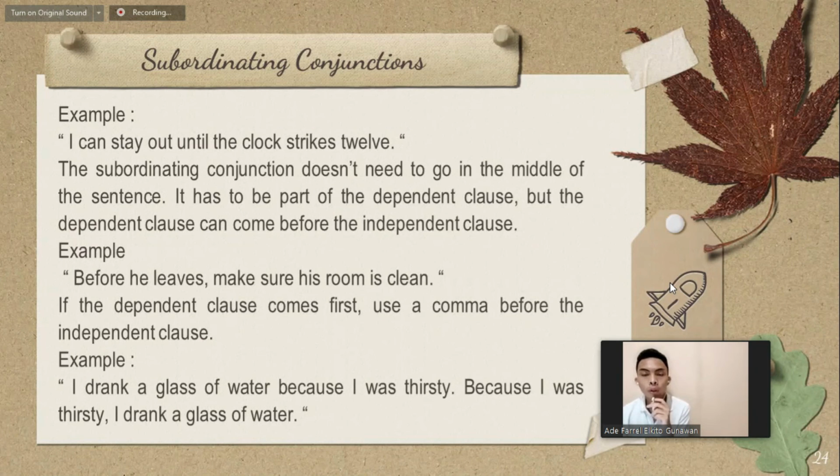The subordinating conjunction doesn't need to go in the middle of the sentence. It has to be the part of the dependent clause, but the dependent clause can come before the independent clause. And so, here's some example. Before he leaves, make sure his room is clean. And if the dependent clauses come first, use a comma before the independent clause. For example, I drank a glass of water because I was thirsty. Because I was thirsty, I drank a glass of water.